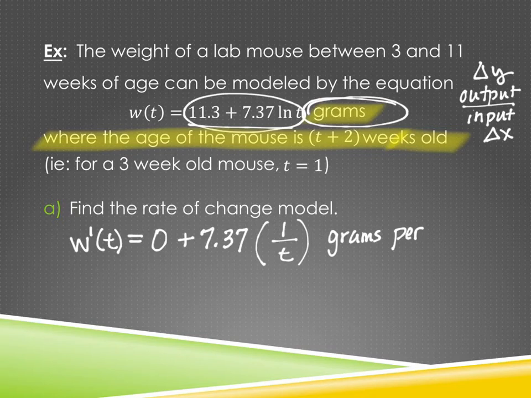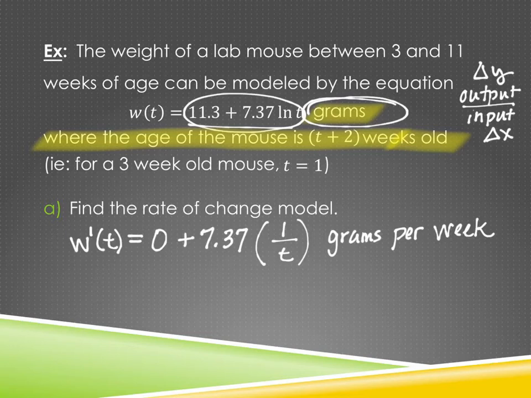The input's the age of the mouse. How is it being measured? In weeks. So this is grams per week. This function is supposed to be showing how the mouse's weight changes over time, right? So we're measuring the mouse in grams. We're measuring the time in weeks. So this is grams per week.